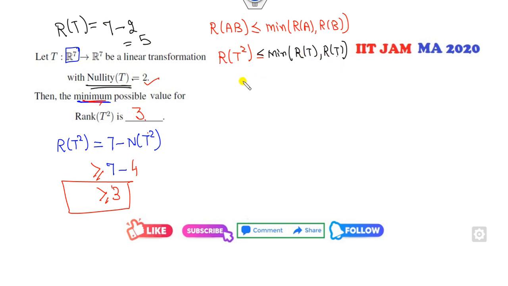So this is 5, this is 5. So rank of T square is less than or equal to 5. That is a maximum value, but we need a minimum.